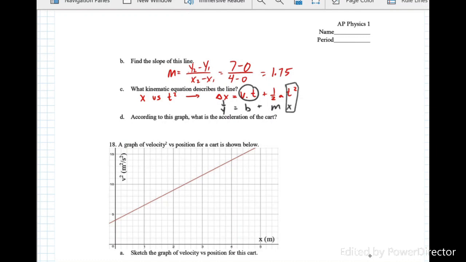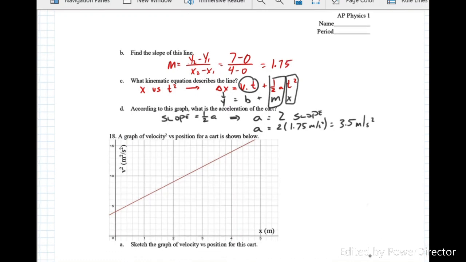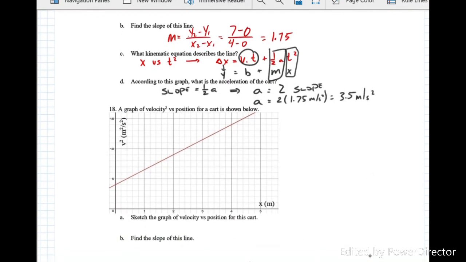Well, t squared are my x values. I see that from the x values on my graph. That means the slope m is equal to 1/2 a. So the slope is equal to 1/2 a. That means the acceleration is equal to 2 times the slope. So the acceleration is equal to 2 times 1.75 meters per second squared, 3.5 meters per second squared. That's how we use that graph to find the slope.